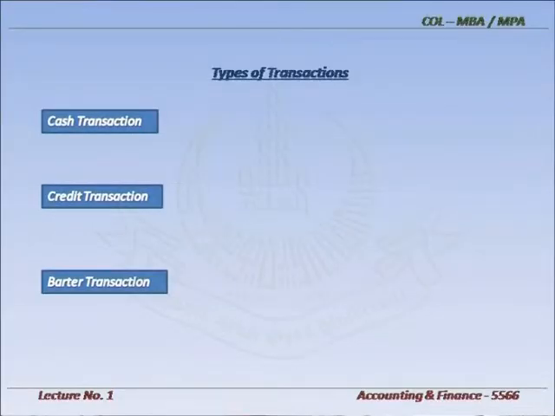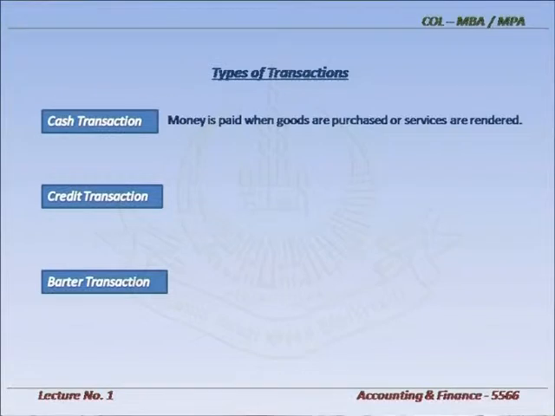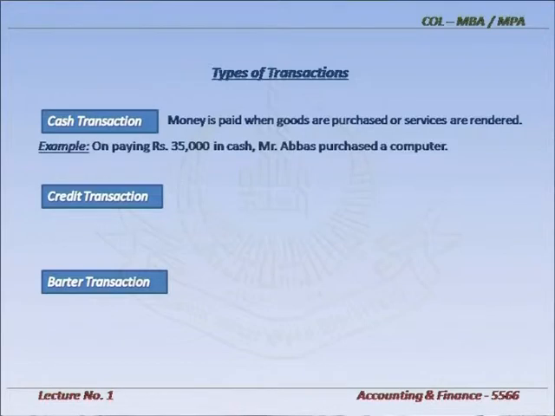Going into more detail, we'll look here into the types of financial transaction. There are three types of financial transactions: cash transaction, credit transaction, and barter transaction. First, what is the cash transaction? It is a transaction in which the money is paid at the same time when the goods are purchased or services are rendered. For example, on paying rupees 35,000 in cash, Mr. Abbas purchased a computer.